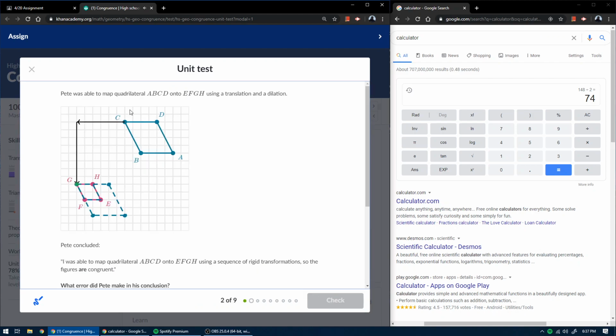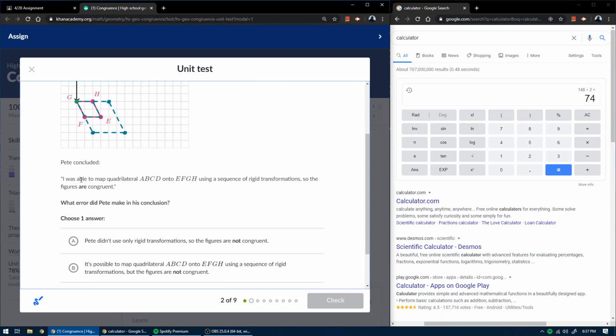Great. So Pete was able to map quadrilateral ABCD onto EFGH using translation and dilation. Translation just means he moved it, so you can see him moving it. Dilation means that you expand it or you shrink it. You know, like your eyes dilate when you are anxious or something, so your eyes will shrink or they will expand. Dilation just means I shrink it or I expand it. You can see it right here.